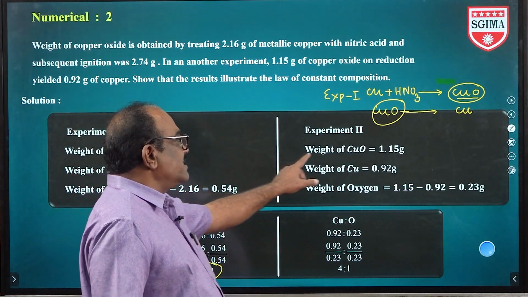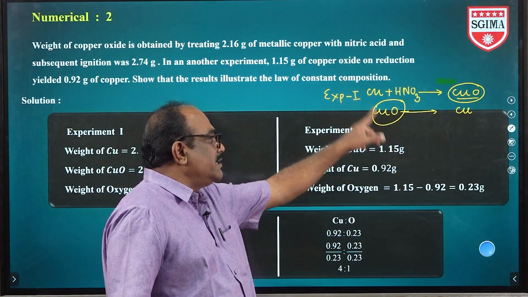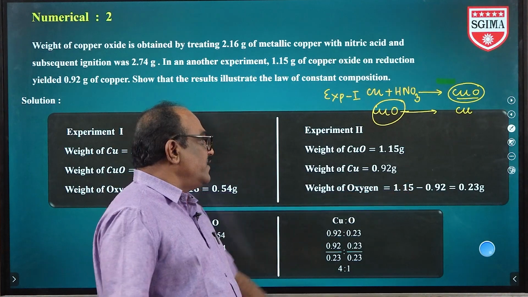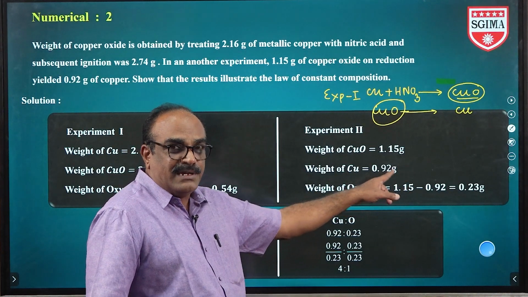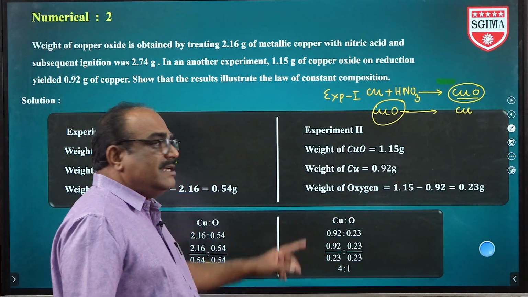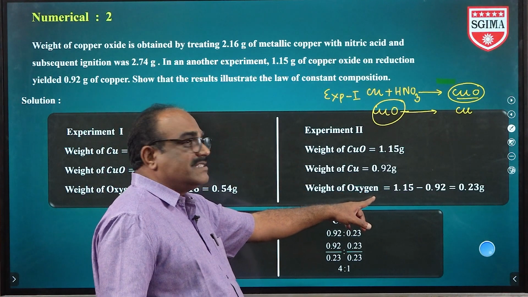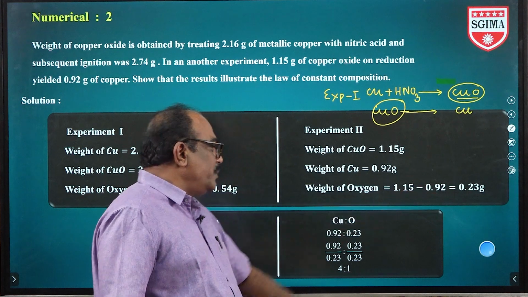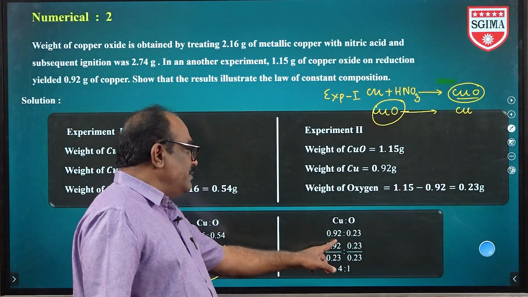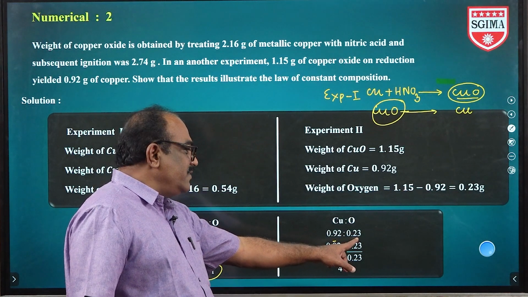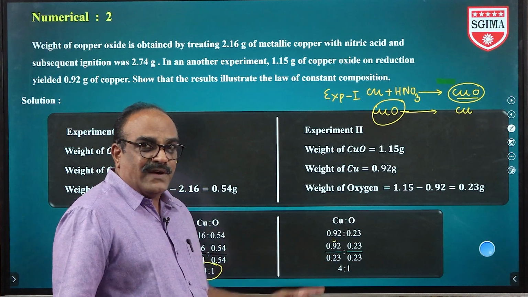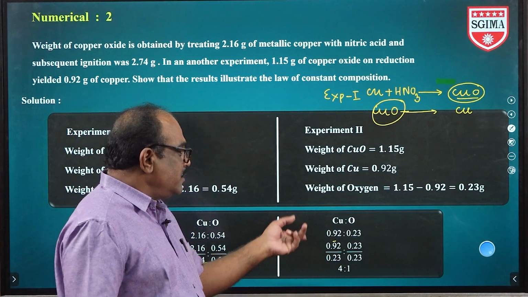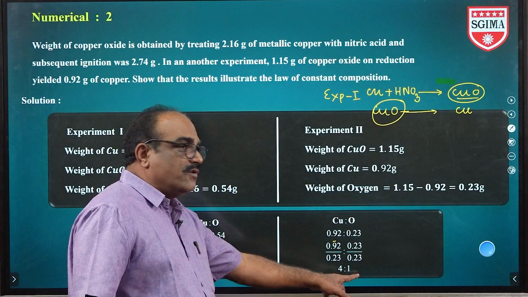So, what I am doing is, the weight of copper oxide according to the question is given as 1.15 grams, the weight of copper will be 0.92 grams. From this I calculated the weight of oxygen, weight of copper oxide minus weight of copper, I am going to get 0.23. So, copper weight will be 0.92 and oxygen weight will be 0.23. If I take the ratio of weight of copper to weight of oxygen, I am going to get 4:1.